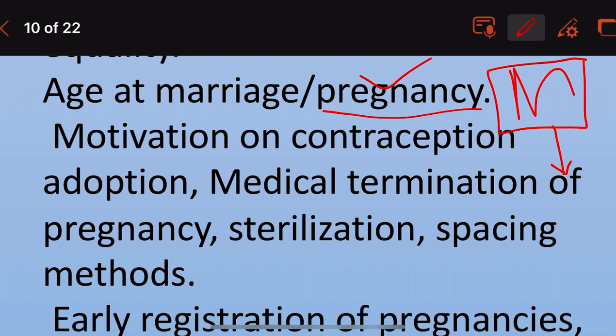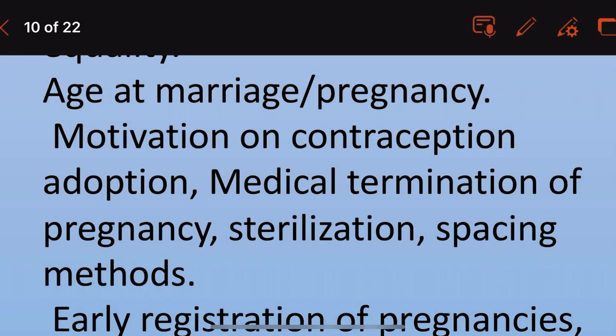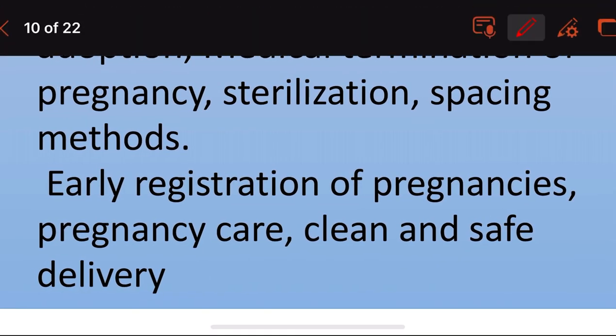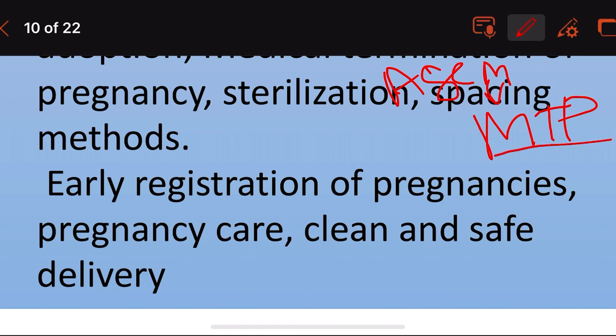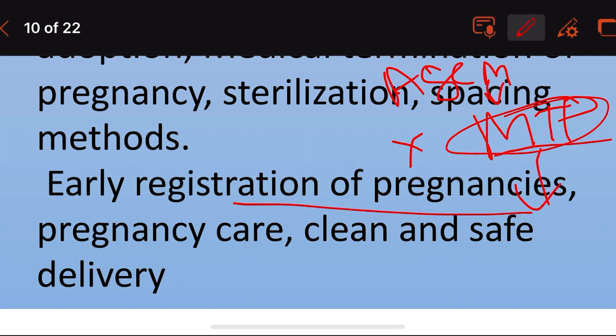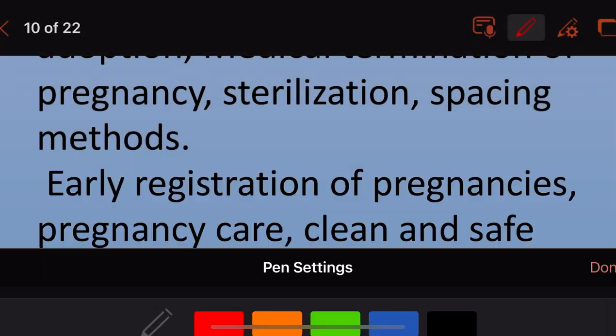Once the pregnancy occurs, she is focusing on contraception, sterilization, medical termination of pregnancy, spacing, etc. If the contraception is not done, then the pregnancy, if the MTP is not done. Okay, let us see. If the age of marriage was too early, then she had to undergo MTP, something like that, you can remember. If in case the MTP was not possible, crossed 6 months, then early registration of pregnancy, she needs to get the pregnancy registered. The pregnancy care has to be taken, and clean and safe delivery has to be performed.